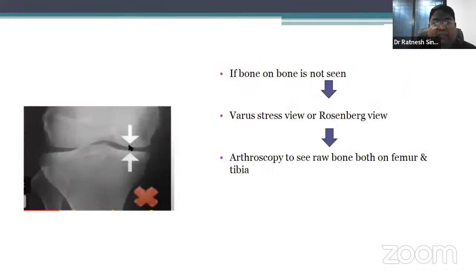Suppose in the normal AP view, we are not seeing the osteoarthritis to the grade that bone-on-bone is seen. Then we can check with the varus stress view, or we can do the Rosenberg view to see if bone-on-bone can be seen. Still if we cannot see, and we want to go for the UKA, it is better to go for arthroscopy to see the raw bone on both femur and tibia. If that is not present, then it will not lead to pain-free movement. We should look for the other cause of pain also.